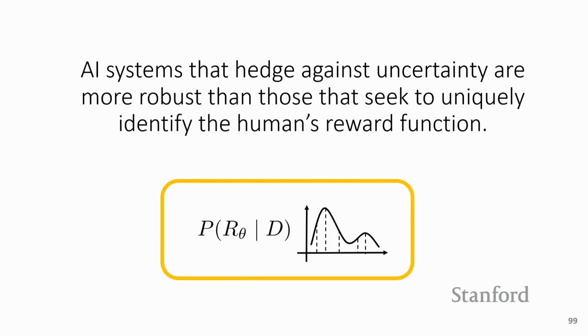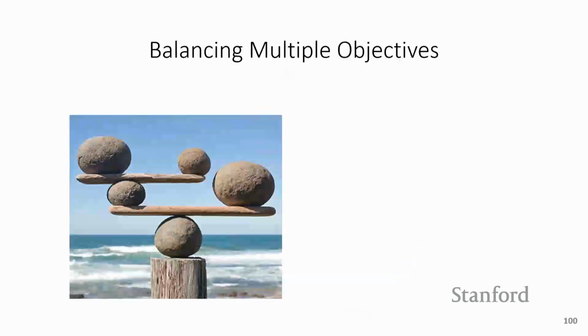And so I think this is really exciting. And I think the high-level take-home message here is that AI systems that hedge against their uncertainty are going to be a lot more robust than ones that try to uniquely identify one reward function that they think explains the human data. And I think this is really important because a lot of problems that we think about are inherently multi-objective.